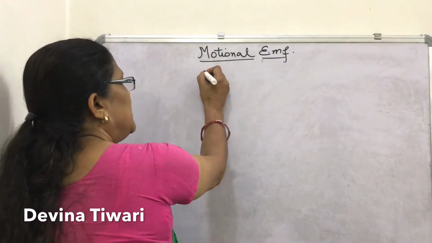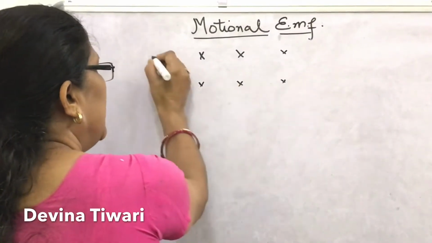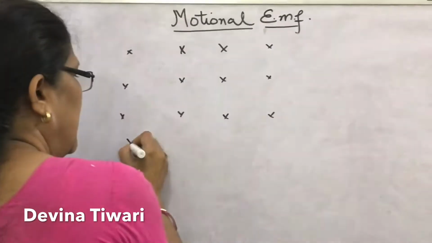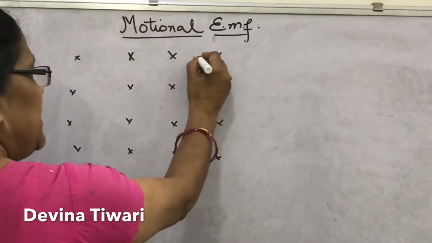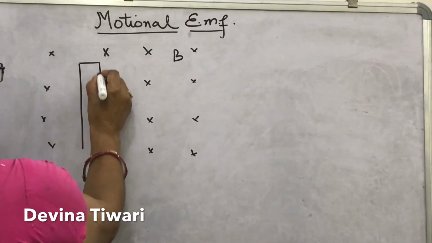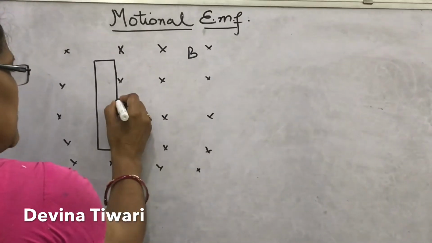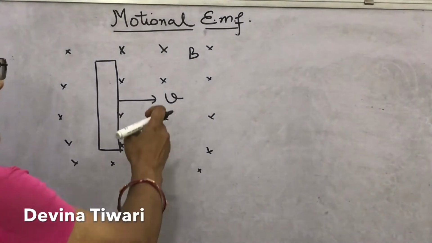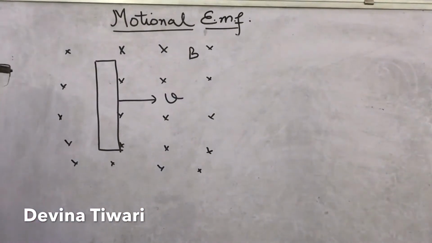How is it derived? Suppose this is the uniform magnetic field and its direction is perpendicular to the plane of paper, inward, like this. Now this B is uniform and a rod of length L is moving with velocity V in this direction. What is the angle between V and B? Look, this is V and this is B, 90 degrees.